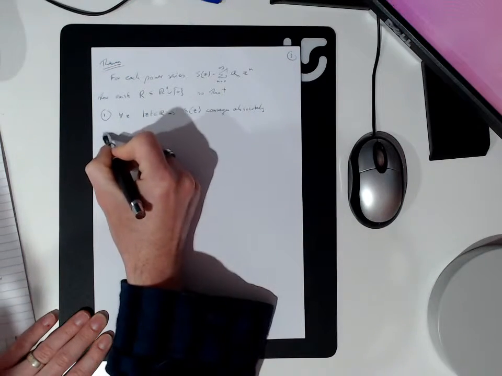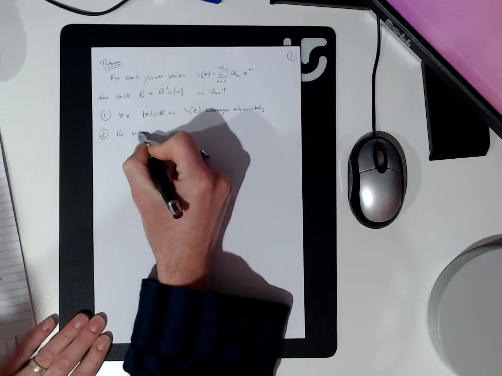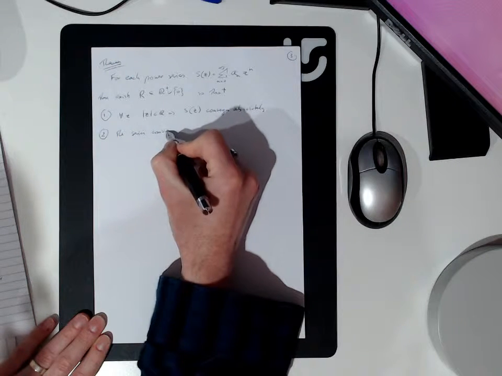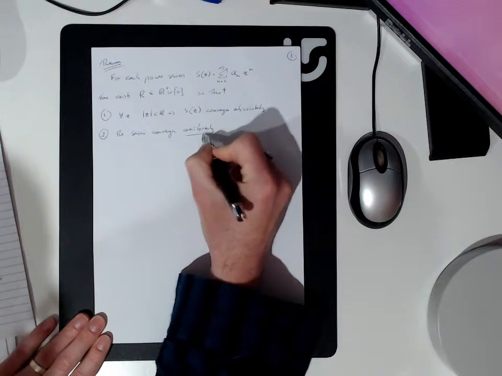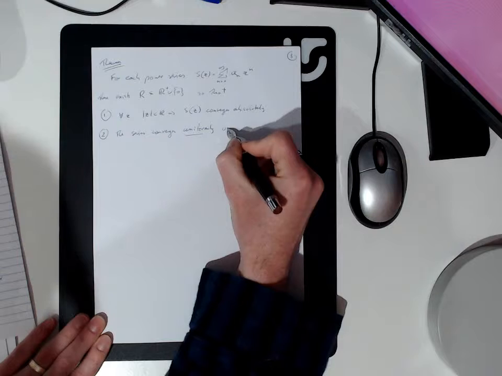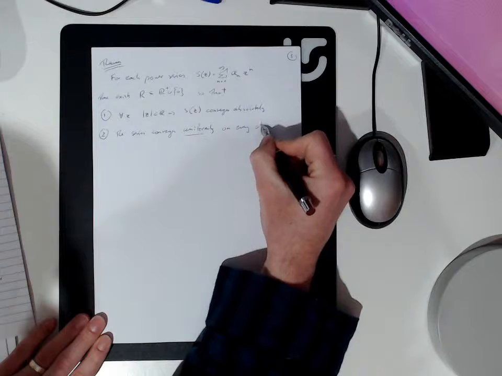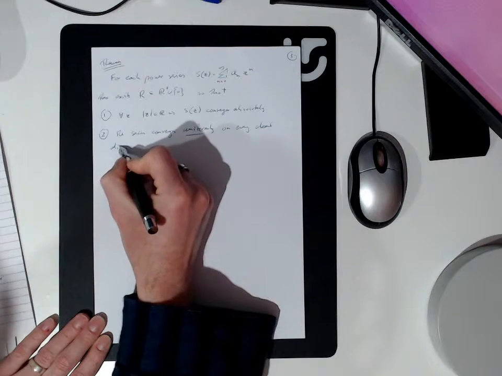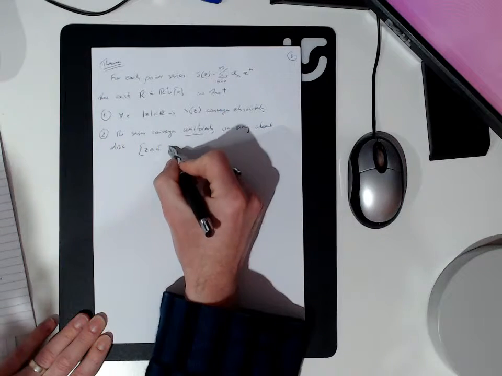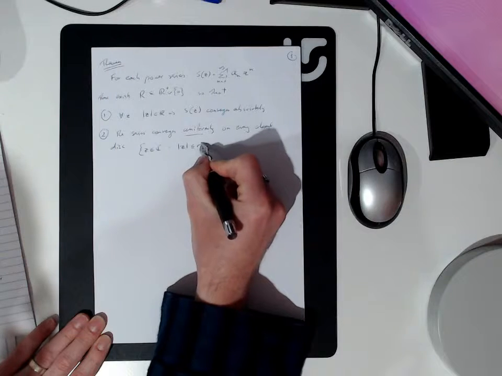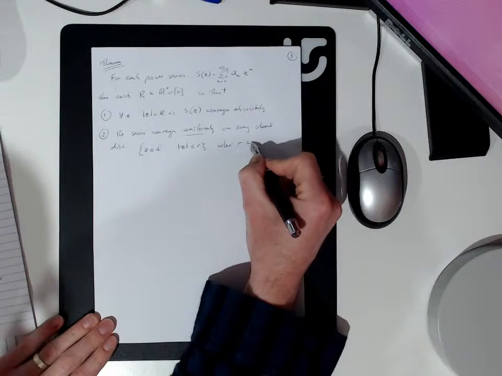Which is rather nice. The series converges uniformly, which is also kind of nice, on every closed disk of the following form: the modulus of z has to be less than or equal to r, where r is strictly less than capital R.